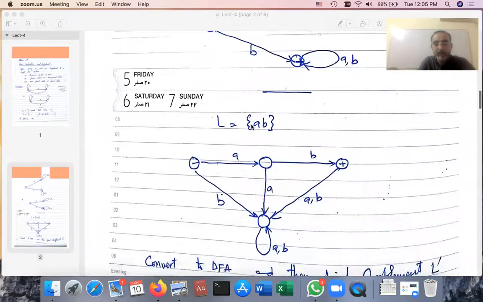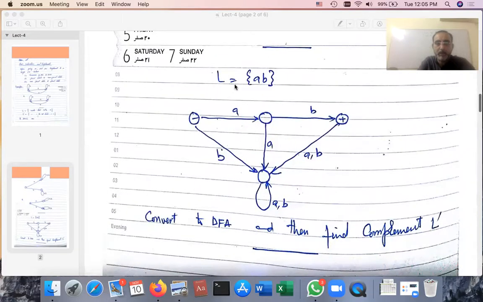Now there is another example, this one. The language is L equal to AB. The language has only one string, that is AB. So now I have to draw its FA. You can see its starting state A and then B. So this is AB. String AB is going to be accepted here, and all other edges are reaching at this rejection state.